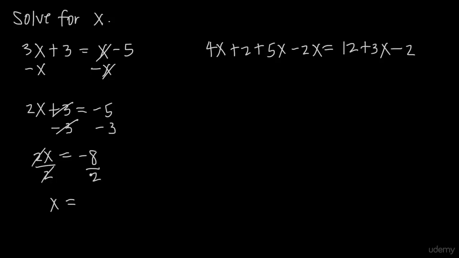Well, we have a negative divided by a positive, so we know our answer is going to be negative. And we know that 8 divided by 2 is 4. 2 goes into 8 4 times. So x = -4.